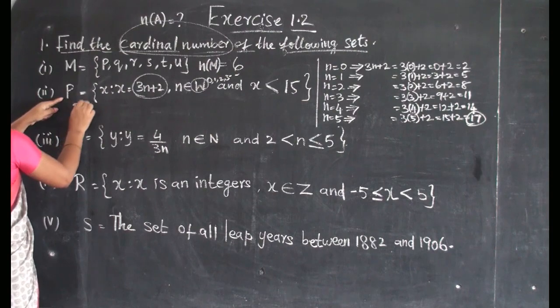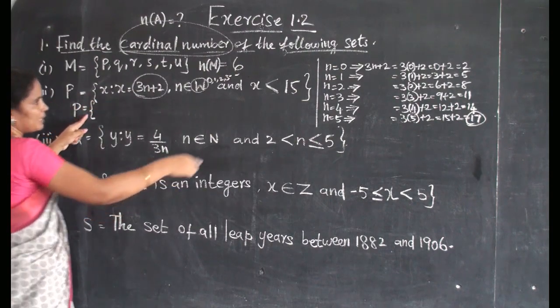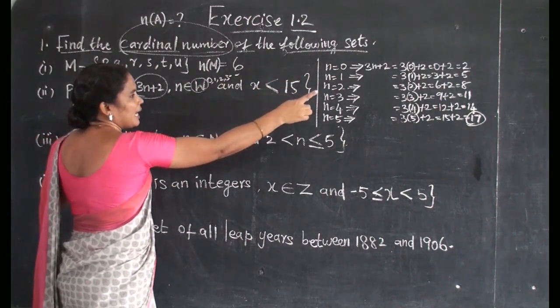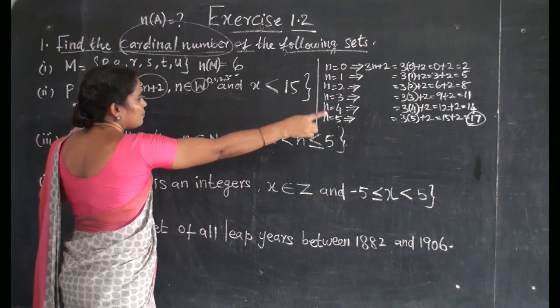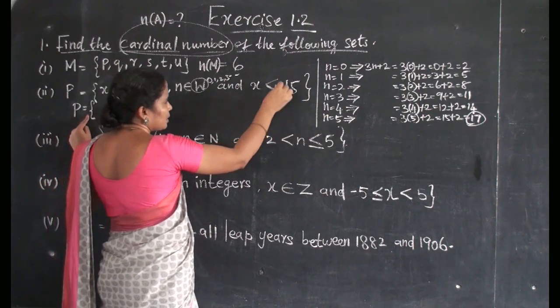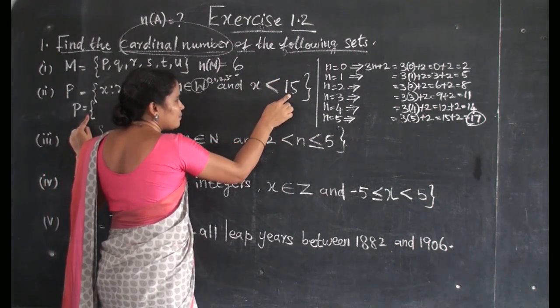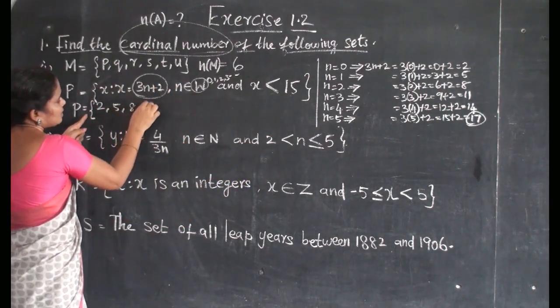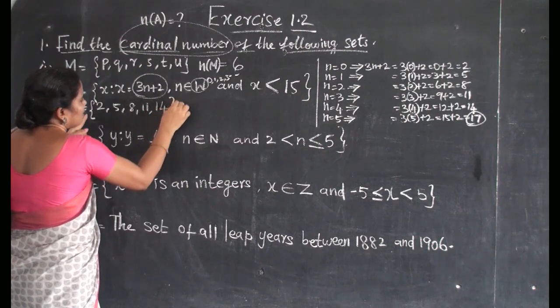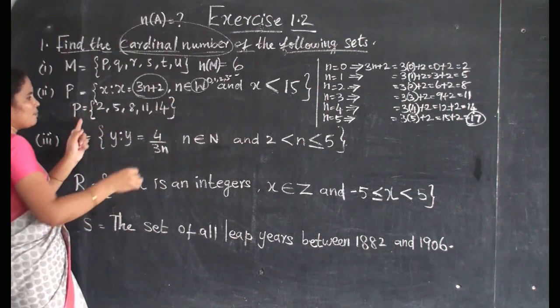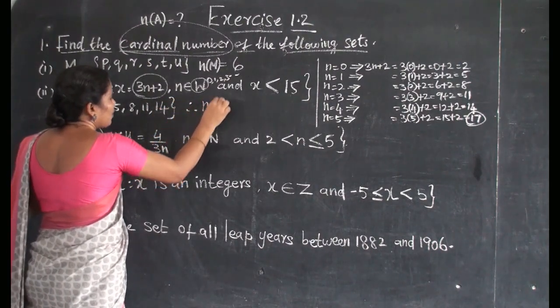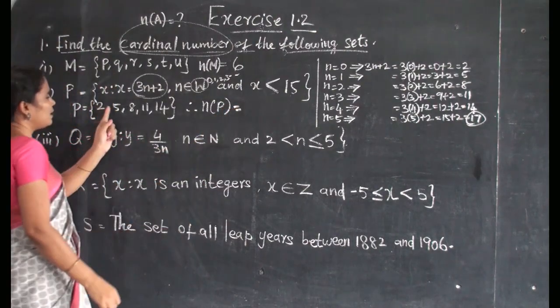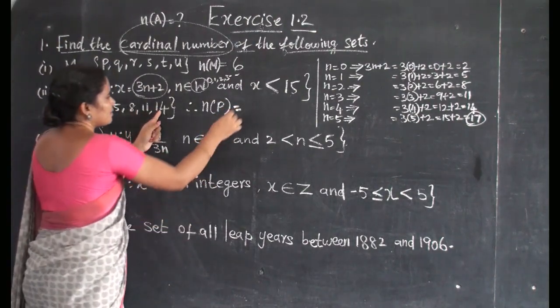Then write the members of P. What are the members of P? 2, 5, 8, 11 and 14. We don't take 17 because x is less than 15. What is the cardinality of P? Therefore, cardinality of P is equal to 5.